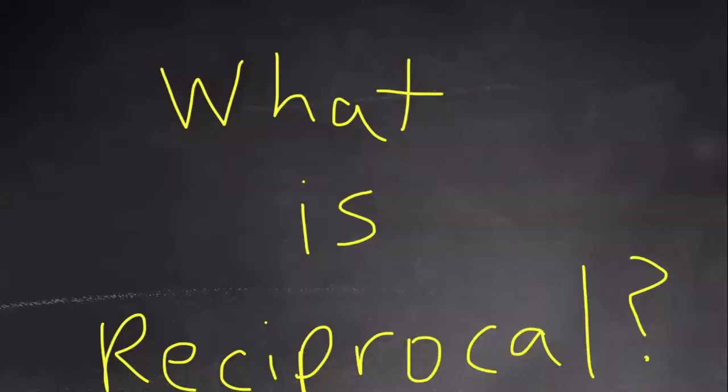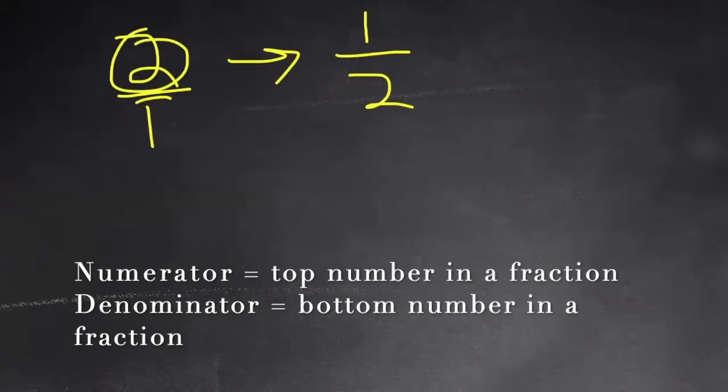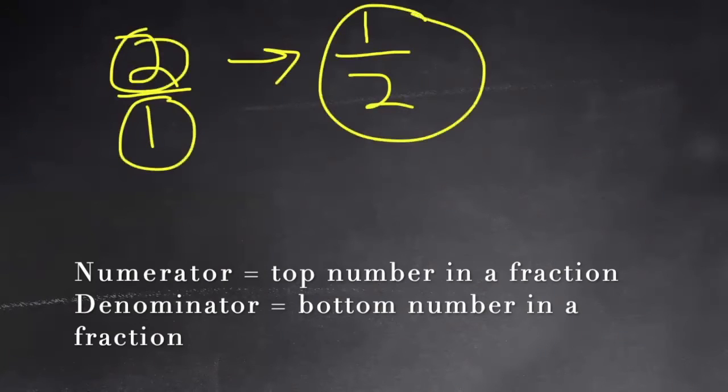What does reciprocal mean? Reciprocal just means you switch the numerator and denominator of a fraction. So what's the reciprocal of 2? It's going to be 1 over 2. Why? Because 2 is the same as 2 over 1. And if I switch the numerator and the denominator, then I get 1/2, right?